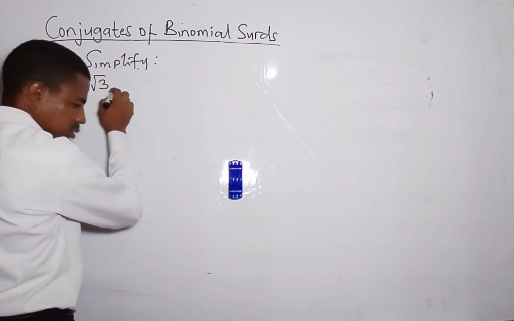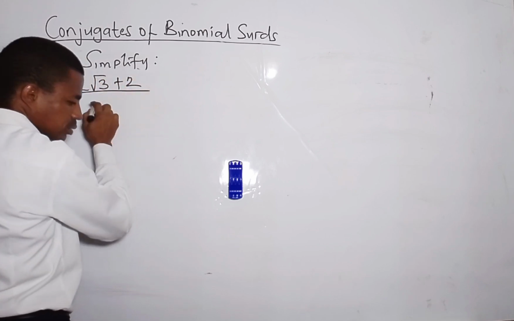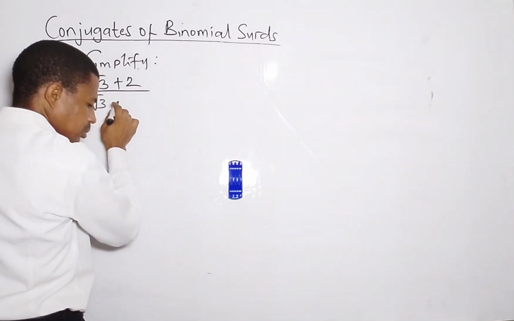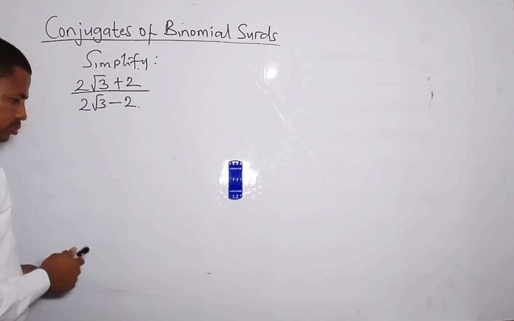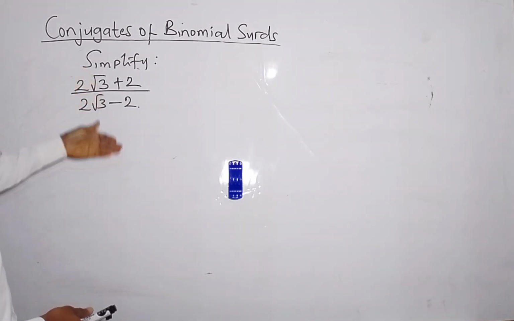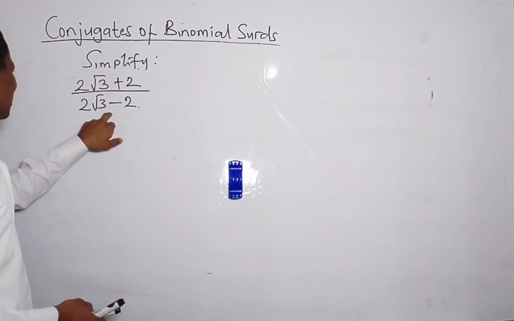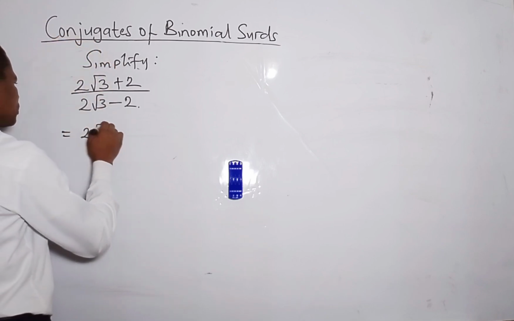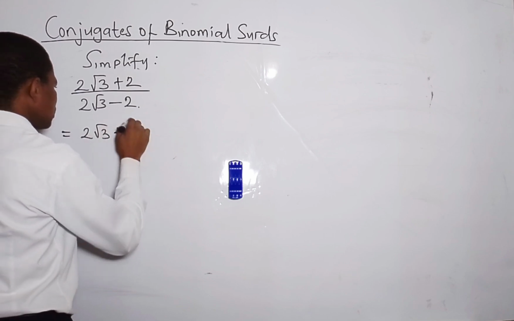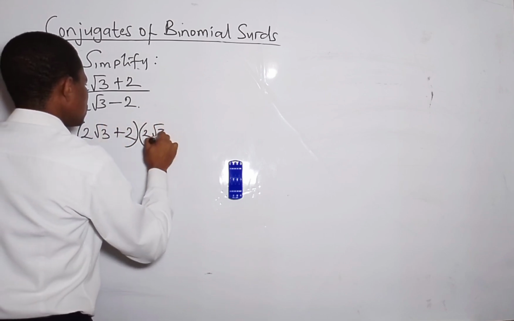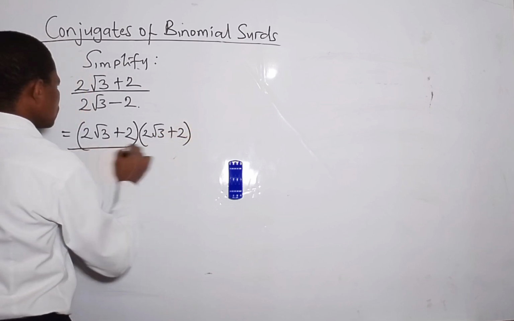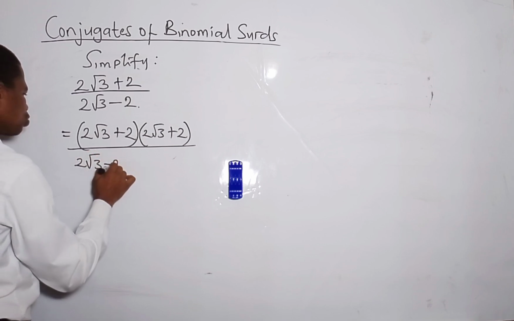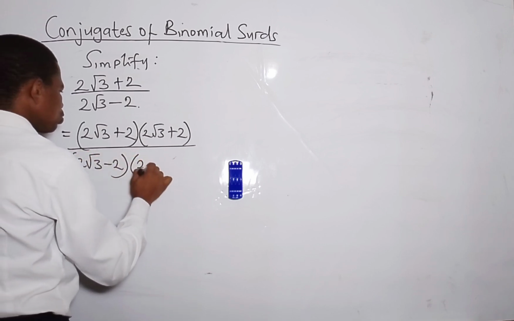Next: 2 root 3 plus 2 over 2 root 3 minus 2. So this expression, they are not conjugate surds. What is below in the denominator is not the conjugate of the numerator. So what do we do here? We take 2 root 3 plus 2 over 2 root 3 minus 2, and we multiply by the conjugate, 2 root 3 plus 2 over 2 root 3 plus 2.